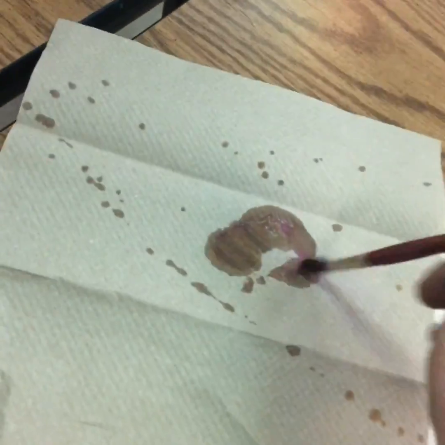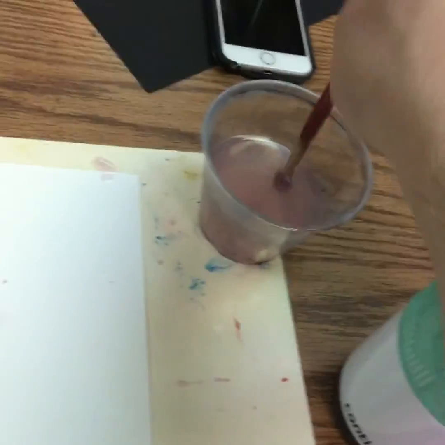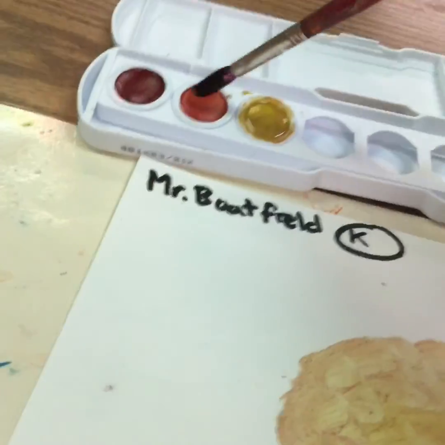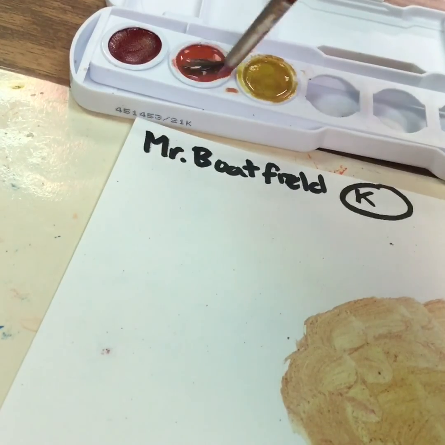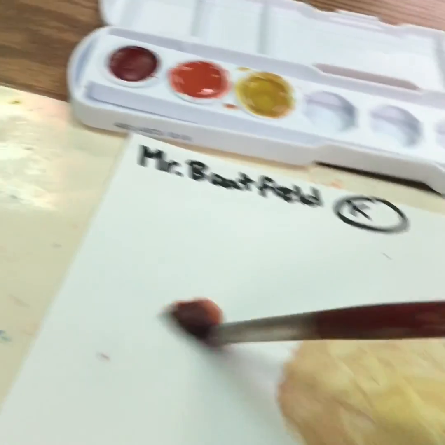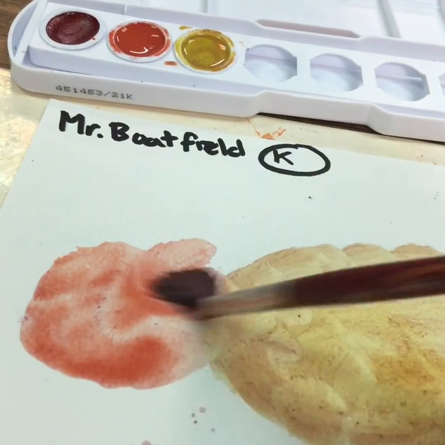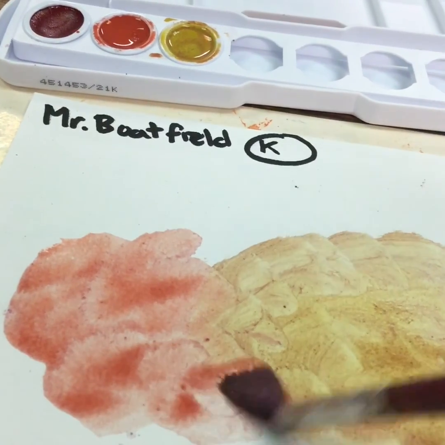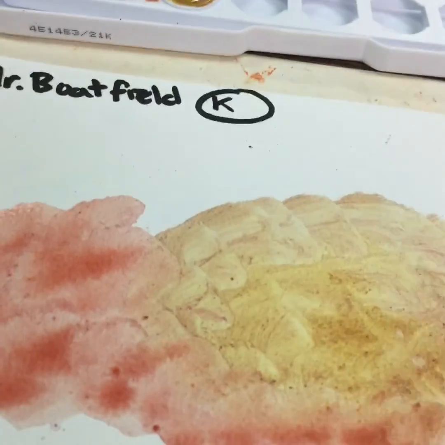I might dip, let it drip, and then dry off. You dab. No, not this kind of dab, this kind of dab, so that you can get that color off. Dip again, dip, let it drip. And then you're going to go into the orange. Swirl, swirl, swirl, swirl, swirl, swirl, swirl. And then you can start a new color. You're going to fill this up with different warm colors.